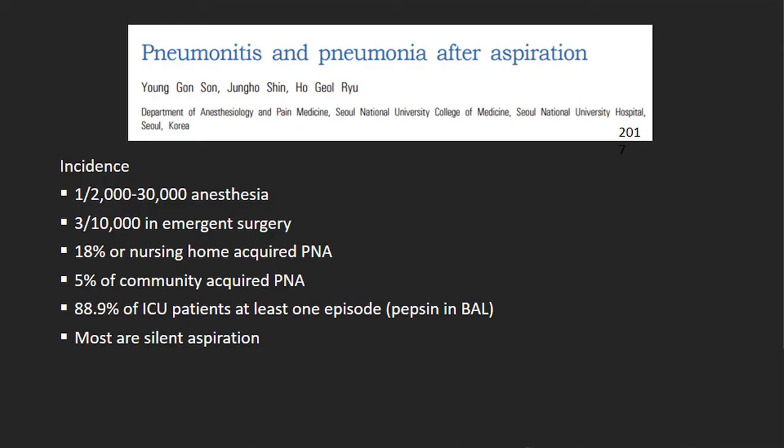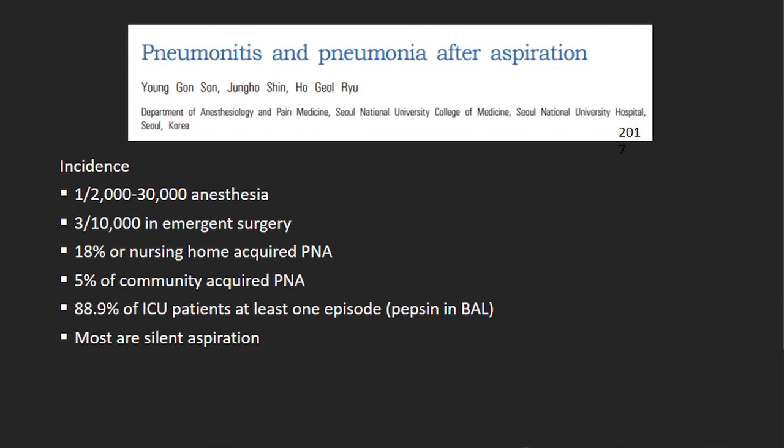Then there's this paper from 2017, Pneumonitis and Pneumonia After Aspiration, and they focus mainly on the incidence. So they say 1 in 2,000 to 30,000 anesthesia patients, a pretty wide range, have aspiration. 3 of every 10,000 aspirate in the case of emergent surgeries where they don't have the proper fasting time. 18% of nursing home patients with nursing home acquired pneumonia are found to have aspiration. 5% of total community acquired pneumonia is approximately what is due to aspiration.